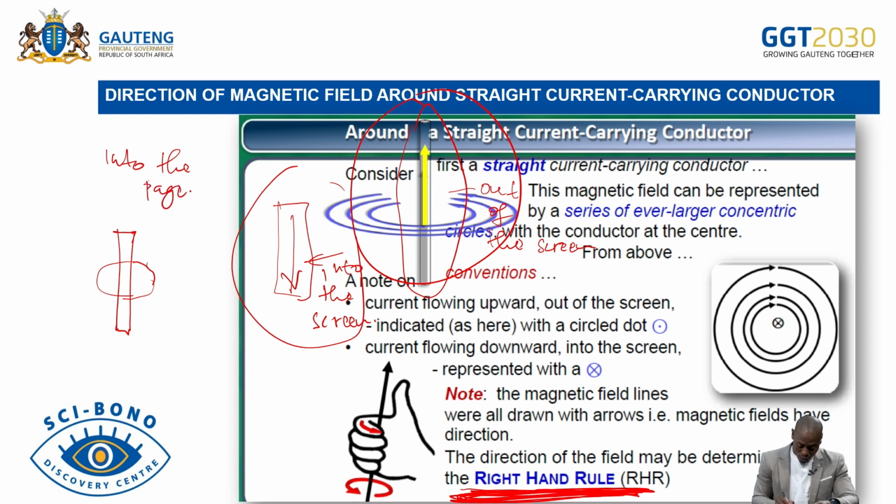Okay, so then I know that there will be magnetic field. So how do I get the direction of the magnetic field? I use my right hand, right? So the direction of the current is into the page. So look at my curled fingers.